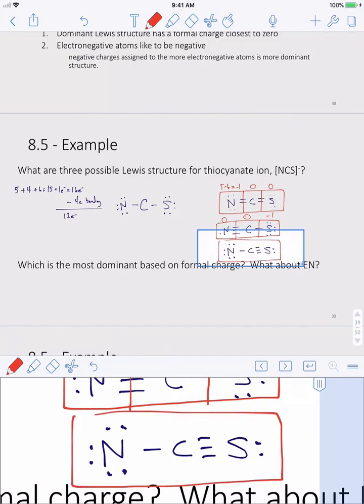Sorry, I'm getting a little bit out of space here. Okay, so again, carbon should have 4, and it has 4, so that's 0. Sulfur should have 6, and it has 5. So we have 5 minus 6. This is minus 1. And nitrogen should have 5, and it has 2, 4, 6, 7. So 5 minus 7 is minus 2.